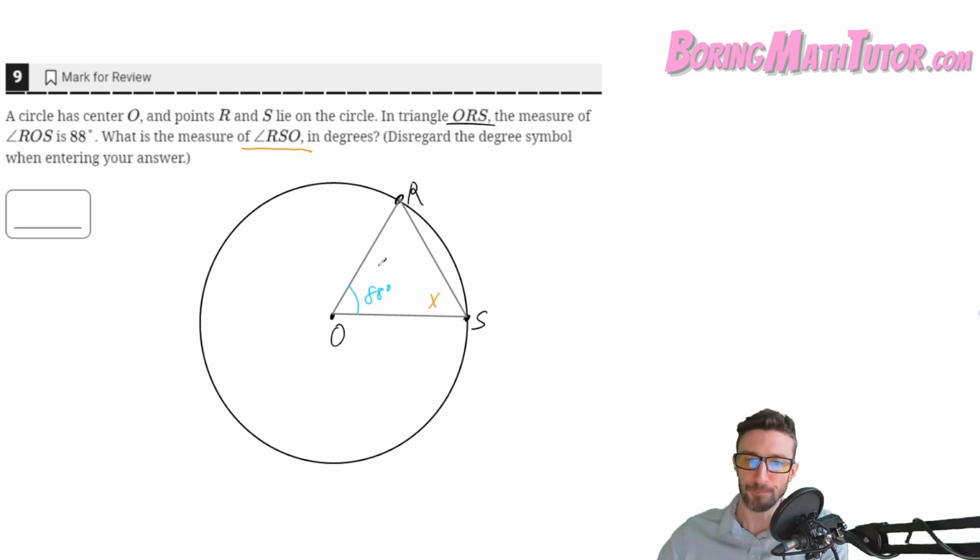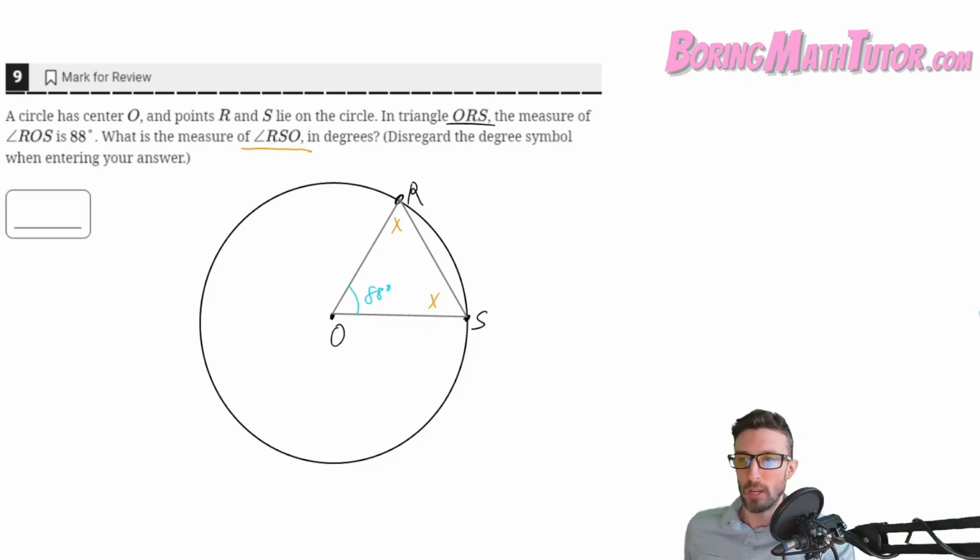But here's the thing: we have a circle. If we have a circle, then we can recognize that this one and this one are both radii. So those two sides are equal. If those two sides are equal, then the two angles across from them are equal. So if this one's X, then this one's X as well.